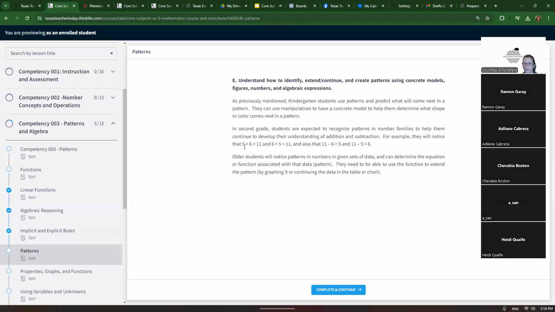For example, they will notice that 5 plus 6 equals 11 and 6 plus 5 equals 11, and also that 11 minus 6 equals 5 and 11 minus 5 equals 6. Those are called number families. Older students will also notice patterns in given sets of data and can determine the equation or function associated with that pattern or data. They need to be able to use the function to extend the pattern by graphing it or continuing the data in the chart by doing the next steps in the chart.